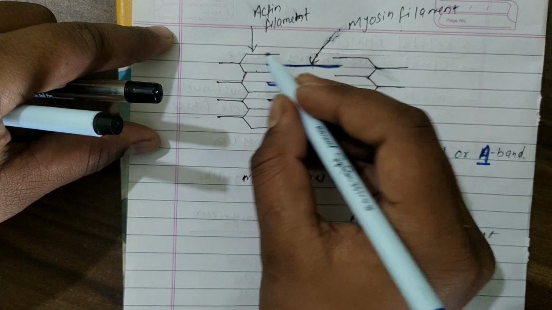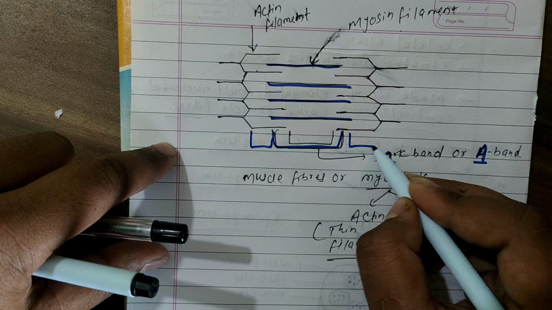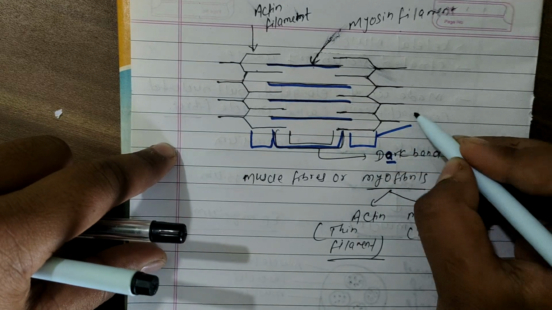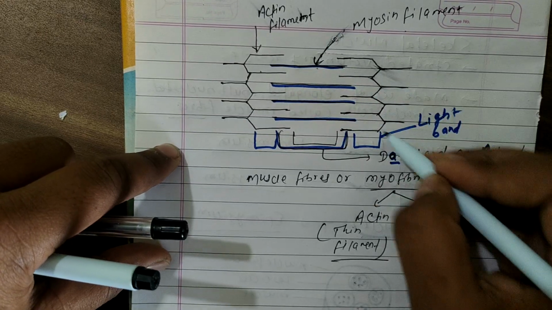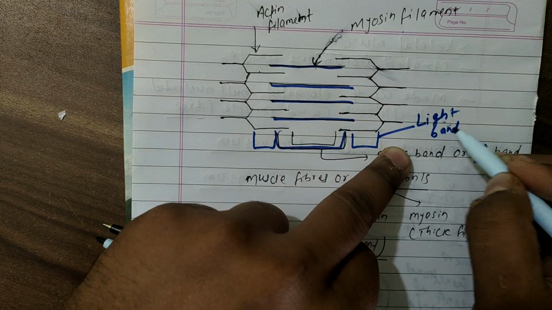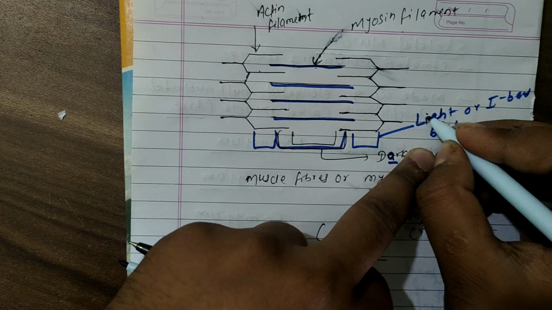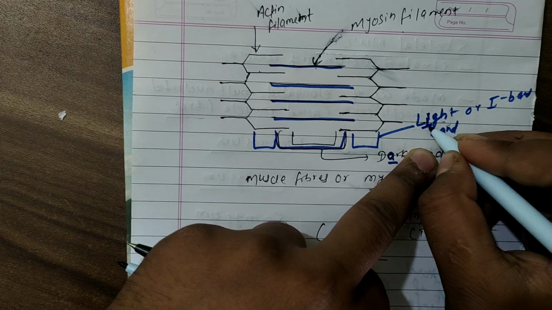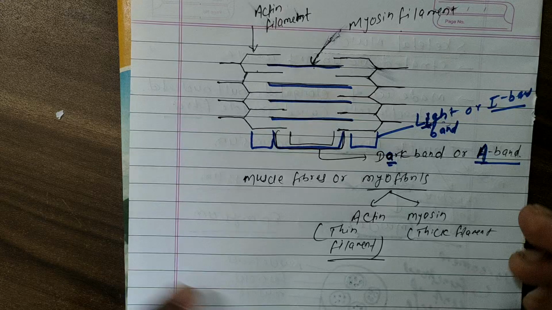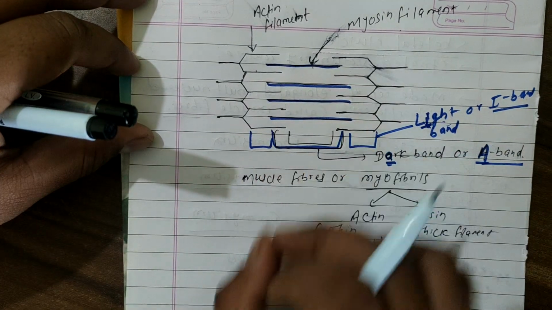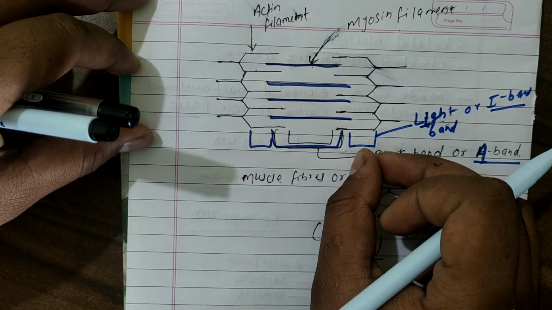Now the thin filament portion is known as the light band, because this is a thin filament. So this is the light band, and it is also known as the I band. I comes in the second position, so it is the I band, and A comes first, so it is the A band. So this myosin portion is known as the A band or dark band, and this actin portion is known as the light band or I band.